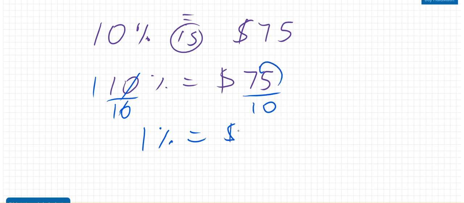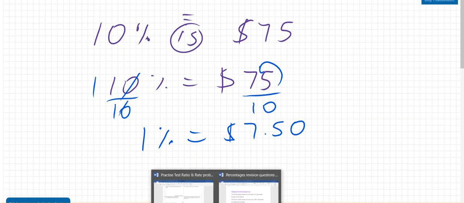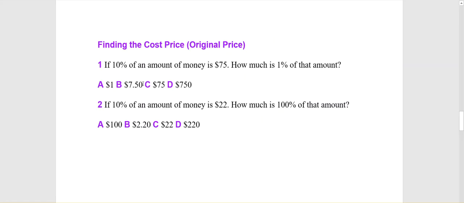So we end up with $7.50. I'll write the 0 there to show it's 50 cents. And that's our answer. 1% is worth $7.50. And let's see the multiple choice. You should have had B for that one. Okay, because we can see it's $7.50.